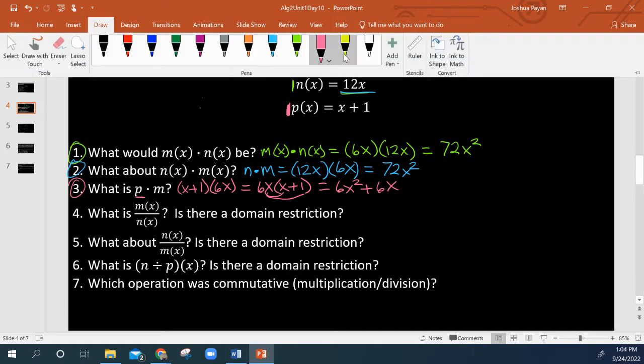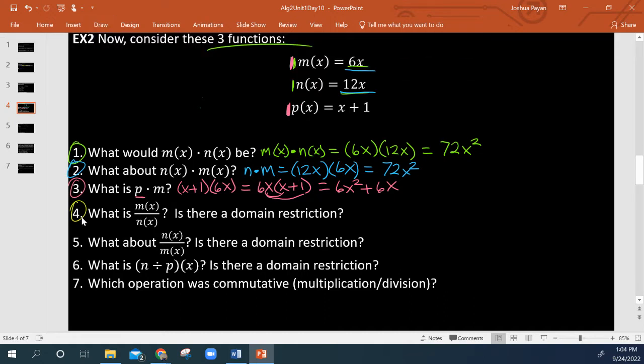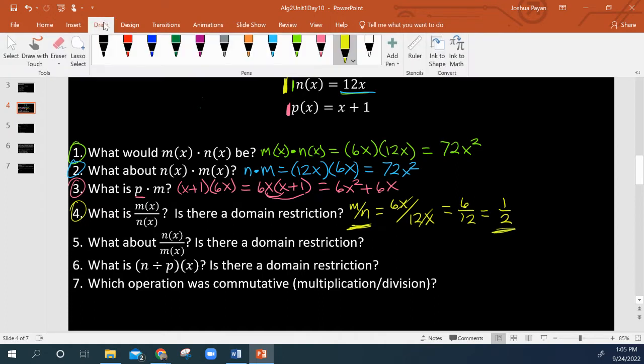Okay, next example. What is m over n of x? In other words, we're dividing now, right? So m over n, right? So m over n is going to be 6x over 12x, right? And we would be able to simplify this further, right? So x divided by x will cancel, and that leaves us with just 6 over 12, which of course reduces down to 1/2. So m divided by n ends up just being a constant 1/2. That's pretty cool.